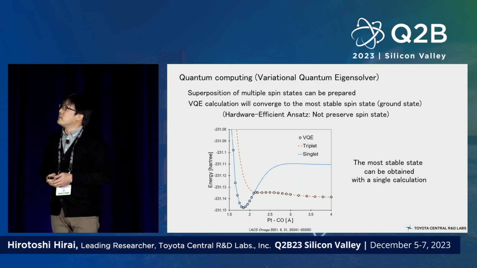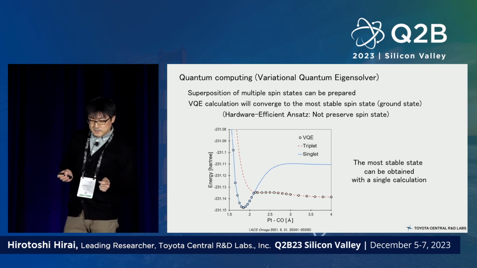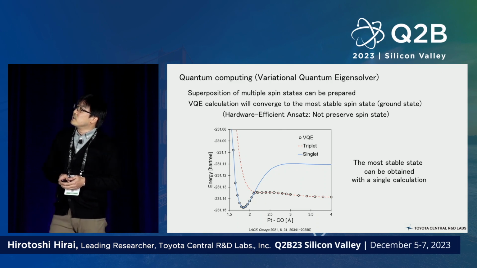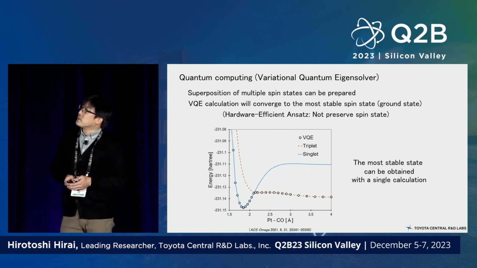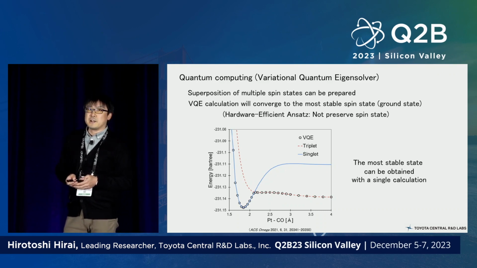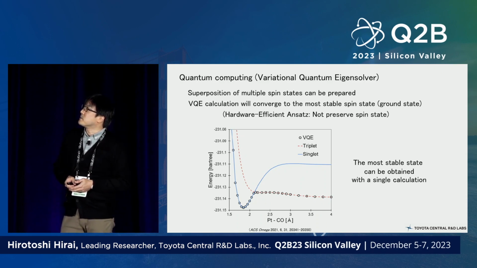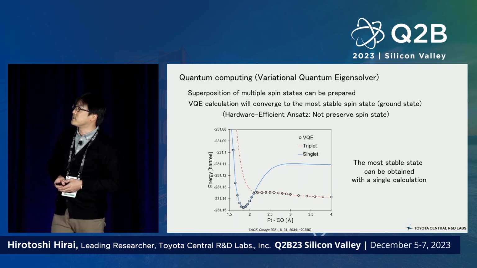However, in quantum computing, superposition of multiple spin states can be prepared and handled. So in VQE calculation, the computation will converge to the most stable state, so we can find the most stable spin state. And this is because some ansatze don't conserve spin state, and the famous hardware efficient ansatz also doesn't conserve spin state and can be used for this task.